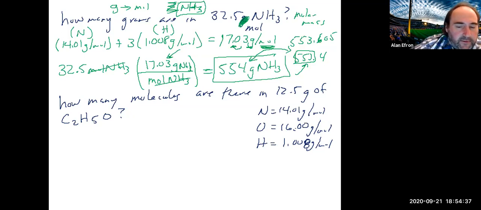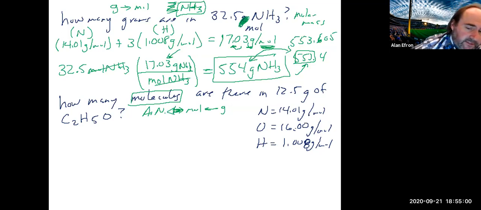All right, last one here. How many molecules of C2H5O are there in 12.5 grams of C2H5O? So molecules is our keyword here. That means I need to use Avogadro's number here. So I've got to go grams to moles, and then to molecules using Avogadro's number, going in this direction.